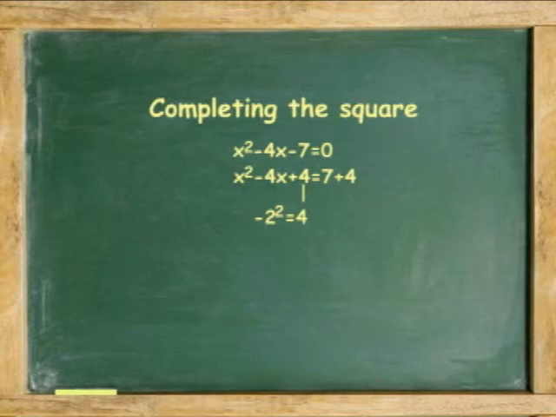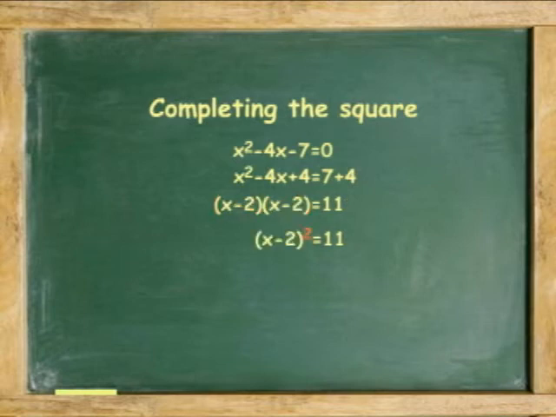Step 3. Factor the left-hand side of the equation as a perfect trinomial square. x minus 2 times x minus 2 equals 11. Two of the same, we square them. x minus 2 squared equals 11.